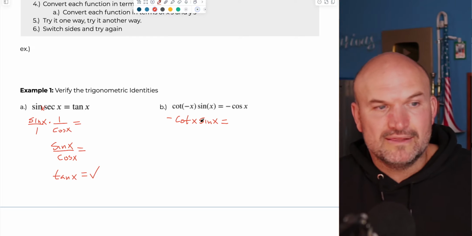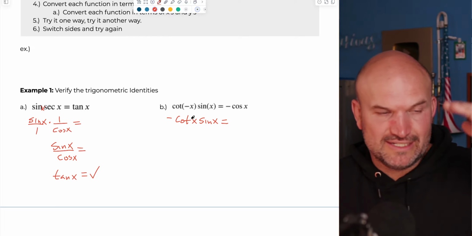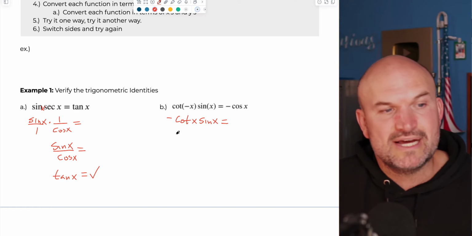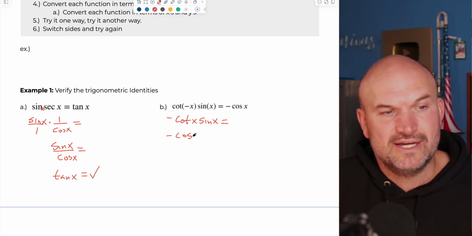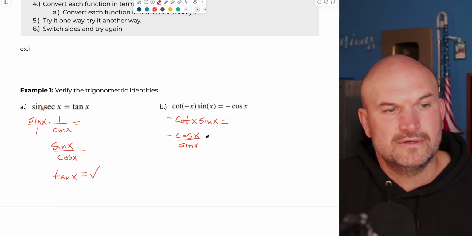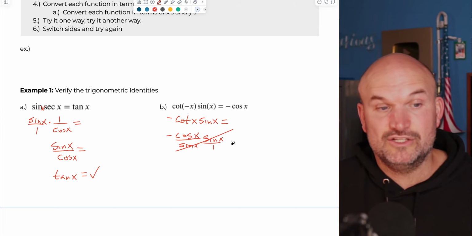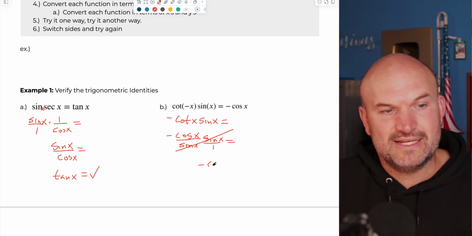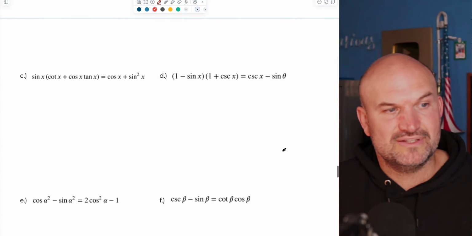Now, thinking of it as I have two functions, I need to eliminate this. So I'm going to rewrite cotangent as cosine over sine. So I have a cosine of x over a sine of x times a sine of x. Again, that's sine of x over 1. So using the division property, those are going to divide out, and I'm just left with a negative cosine of x. You can see, voila, we now have it verified.